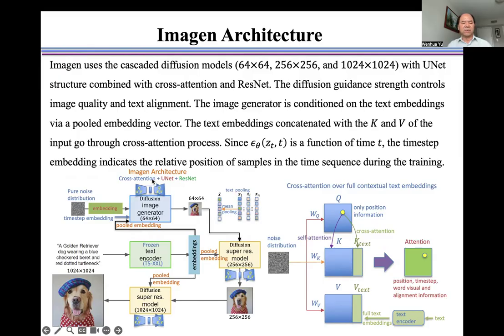Here is the Imagen architecture. This is the input noise distribution. This is the prompt text, and this is the high-resolution output. This is a cross attention over the contextual text embeddings, as shown here.